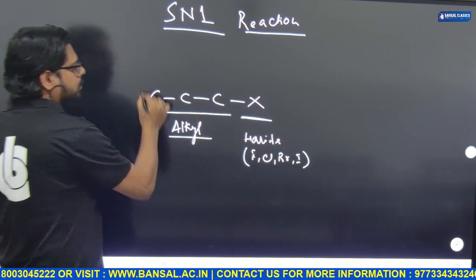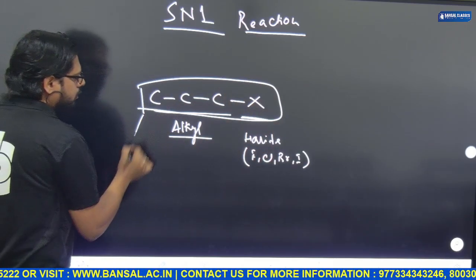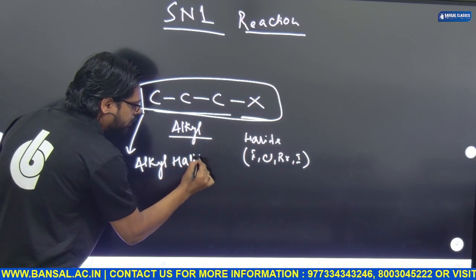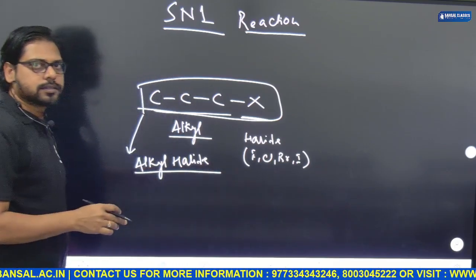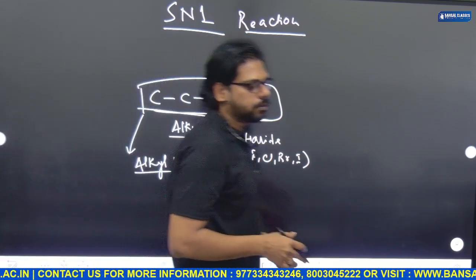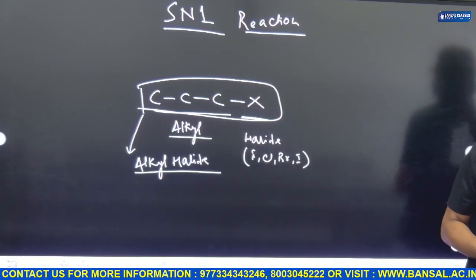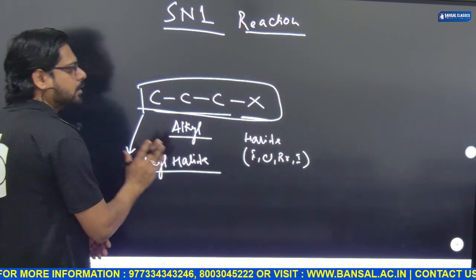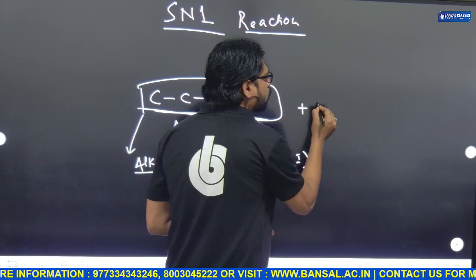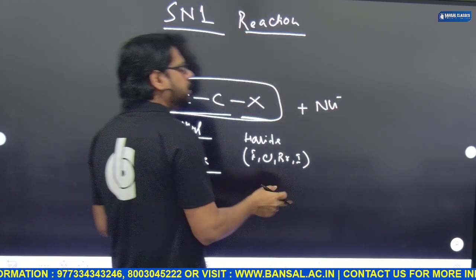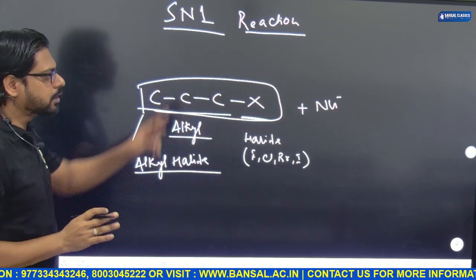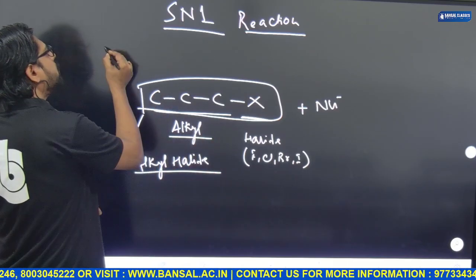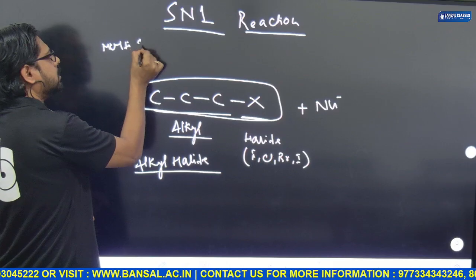So this total will be known as alkyl halide. We have to learn this alkyl halide in detail in our haloalkane and haloarene chapter, which is the very first chapter of organic chemistry in class 12. So alkyl halide, and we are also taking a nucleophile in this particular situation. As we are studying SN1 reaction, a nucleophile is a must. Now it will be a multi-step reaction.